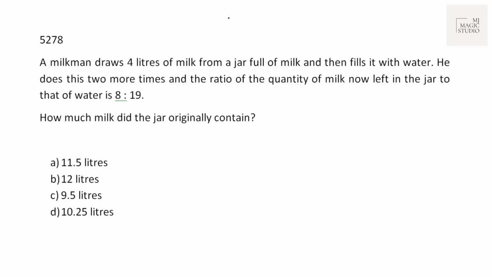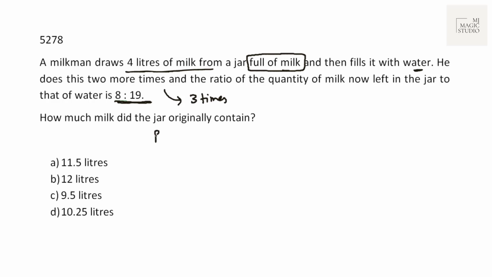Okay, a question straight away from mixtures. A milkman draws 4 liters of milk from a jar full of milk, and then fills it with water. He does this 2 more times. That means in total he does this thing 3 times. And the ratio of quantity of milk now left in the jar to the water is 8:19. How much milk did the jar originally contain?